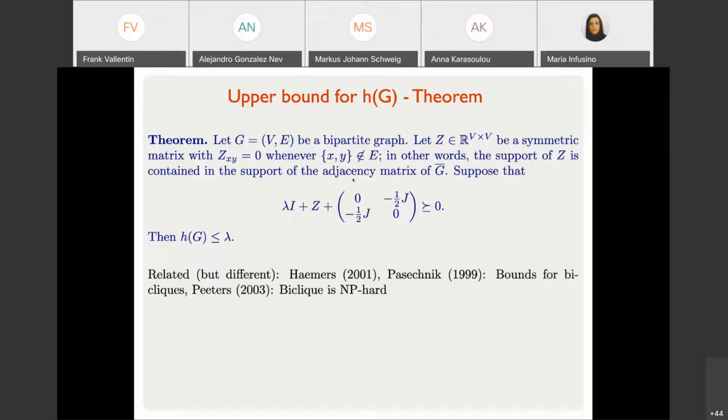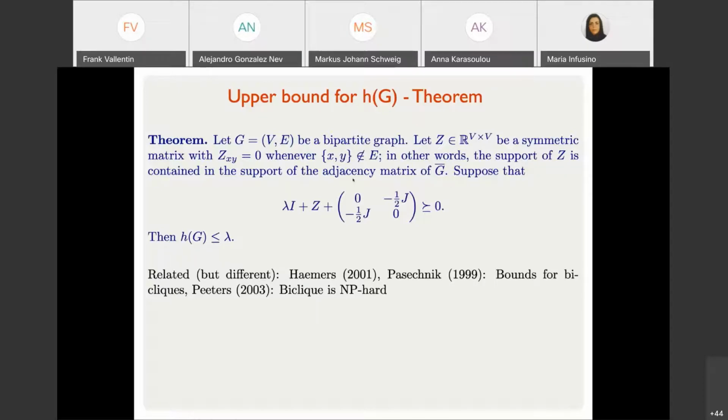Maybe you know something related. There are two papers on a similar problem, on the biclique problem of bipartite graphs, one by Haemers, one by Pasechnik. They also develop eigenvalue or semidefinite bounds. So they are similar, but not the same because they have a different normalization of the size of the bi-independent set.